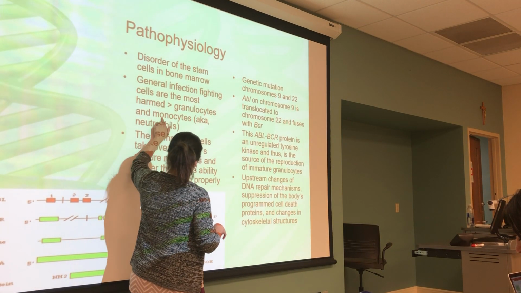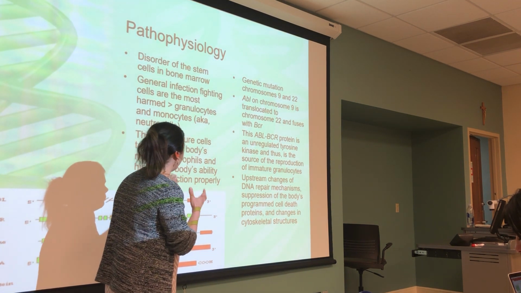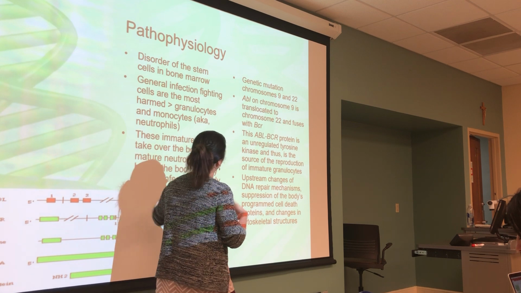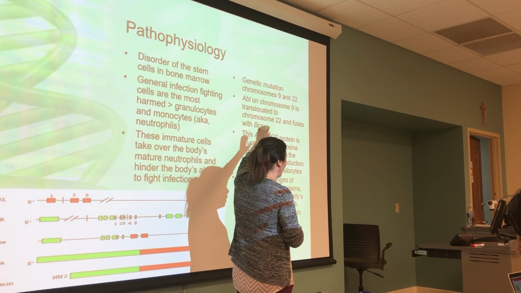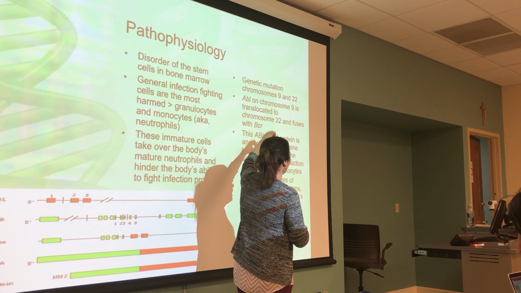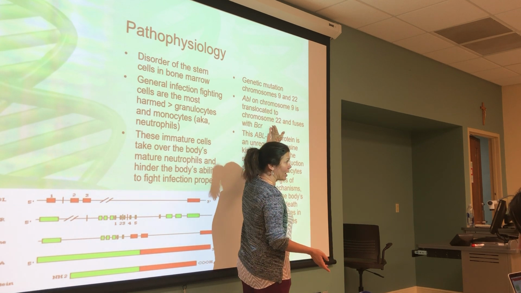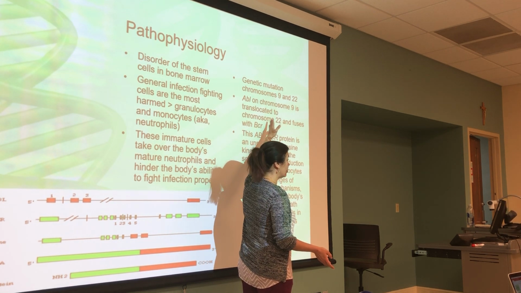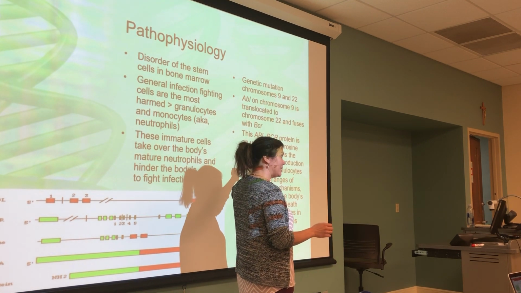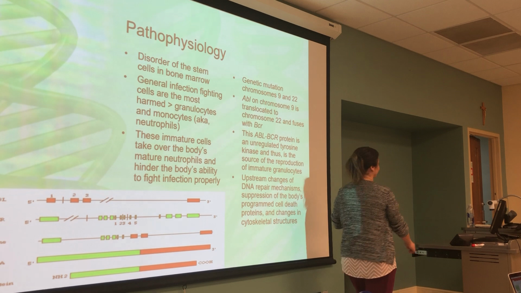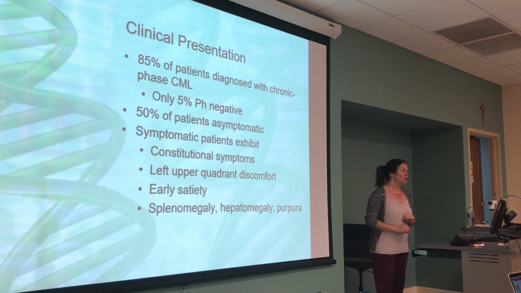They won't be able to fight infection properly, as I said, the same as acute, but it's just the presentation. I told you that even though the most common translocation is the Philadelphia chromosome, they have many other mutations. The translocation of chromosome 22. What do you think you're going to get on the test? Philadelphia chromosome.